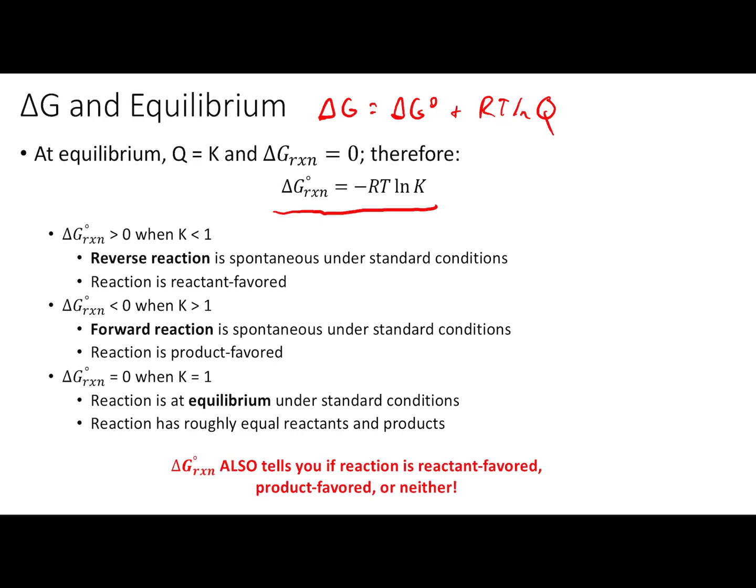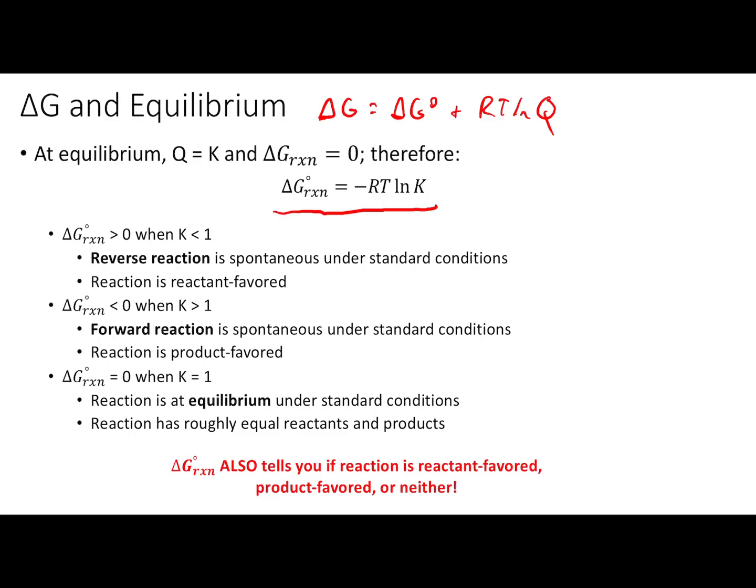If you study this equation carefully, 3 scenarios will present themselves. If K is less than 1, then delta G0 of the reaction will be greater than 0. This means that the reverse reaction is the spontaneous process, or, if you prefer, the forward reaction is non-spontaneous. The second scenario is delta G0 less than 0, in other words, a spontaneous forward process, and this only occurs if K is greater than 1. In other words, the forward reaction is spontaneous or product favored.